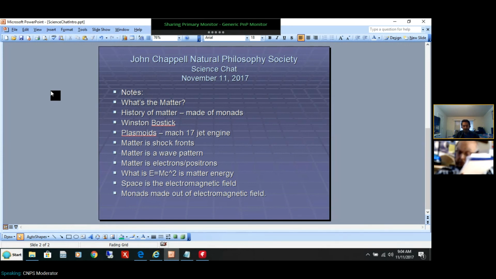It's interesting to hear the different things that people have said. We've heard at least 3 or 4 different things. We've heard about the work of Winston Bostick, and we just discussed that space is this electromagnetic field, and that monads are made of electromagnetic fields, and then everything is made out of monads. So that's one possible explanation. I think Hans shared that he believes that matter comes in the form of shock fronts. And we also heard from Cornelius that matter is a specific wave pattern, perhaps, out of whatever this field is. And you've heard from me, which is that I think matter is just electrons and positrons.